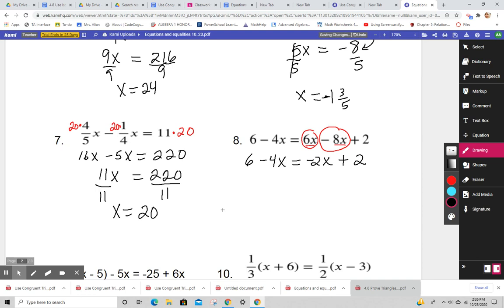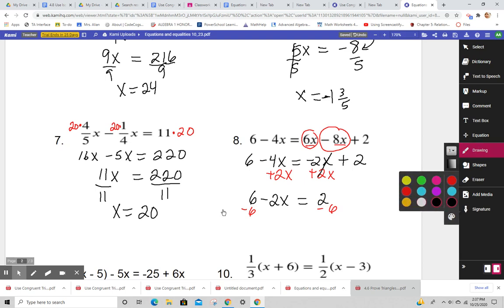Now we can start getting all of our x terms on the same side. So let's add 2x to both sides. Now we have 6 minus 4x plus 2x will give me -2x equals 2. Let's subtract 6x from both sides to get the x term by itself. We'll have minus 2x equals negative 4.